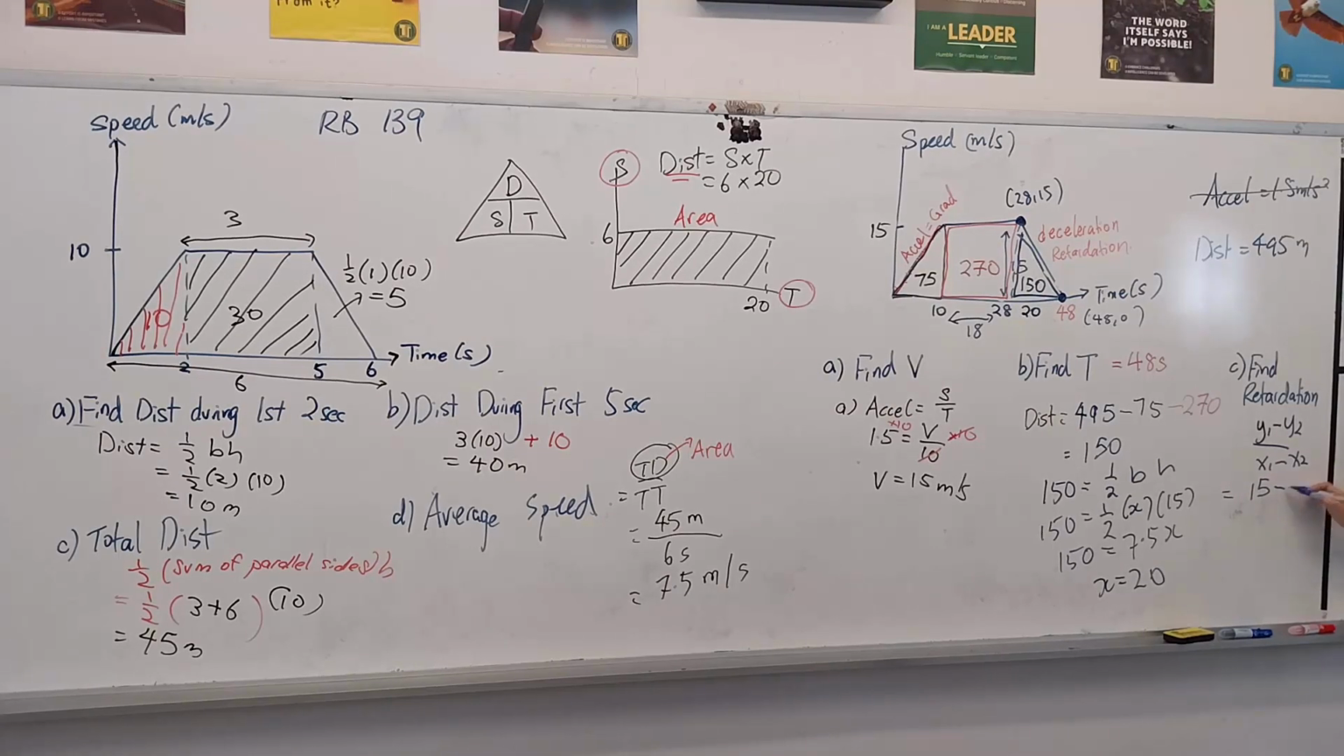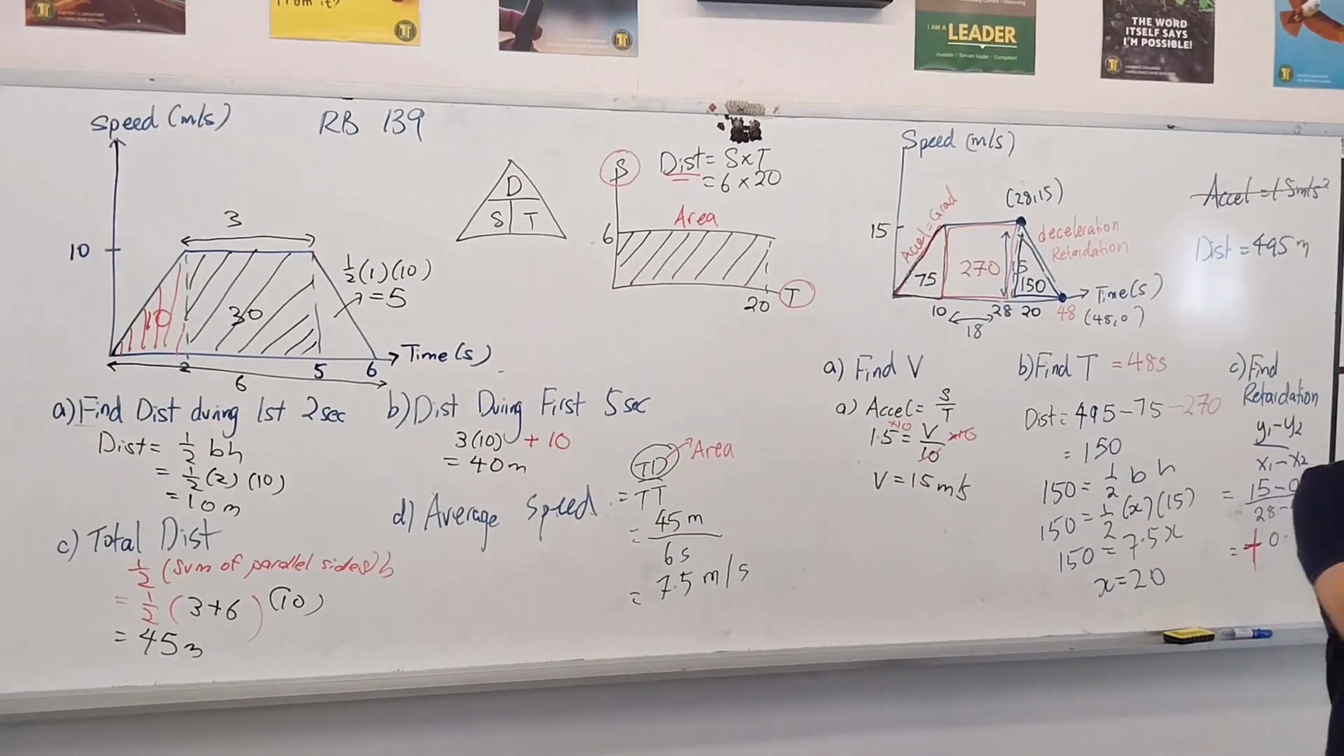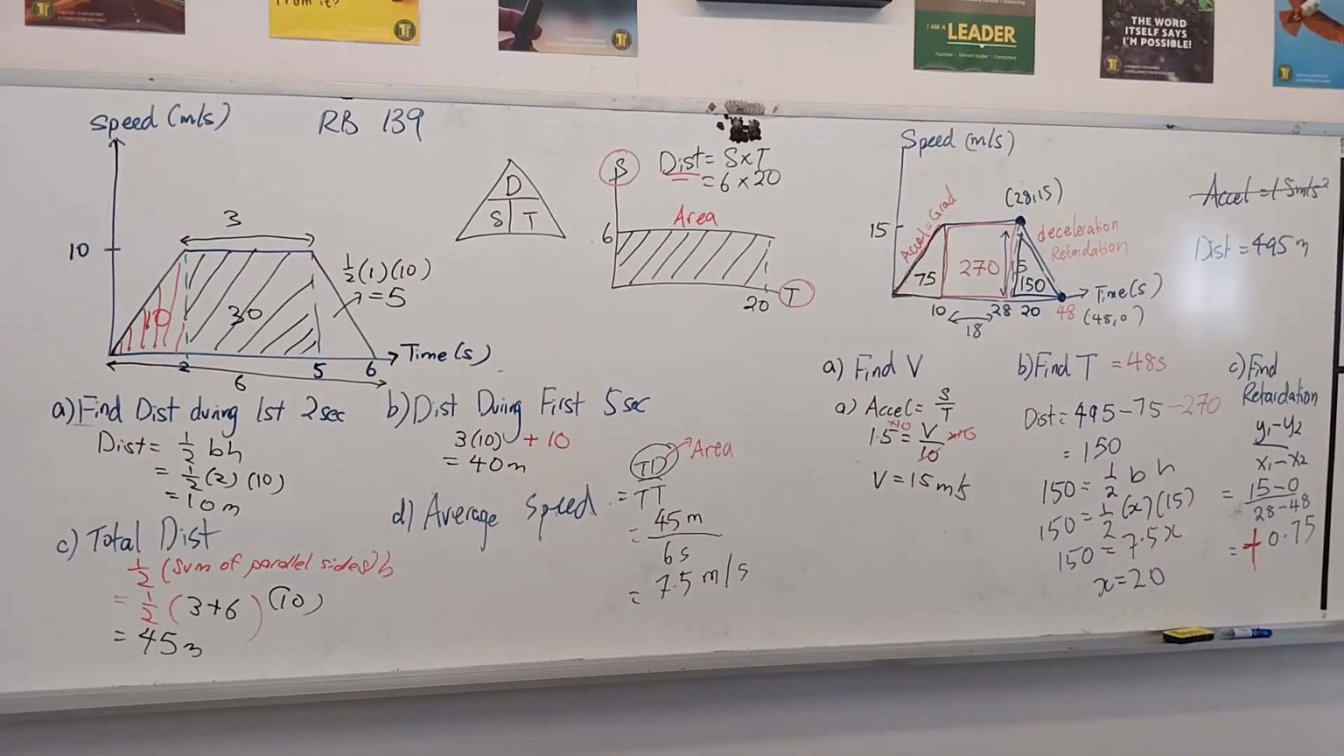15 minus 0 over 28 minus 48. Answer is negative 0.75. Wait. Is the retardation negative or positive? Technically positive. Okay. Answer, you have to change it to positive. Okay, the retardation is positive. The acceleration is negative. That's the confusing part.